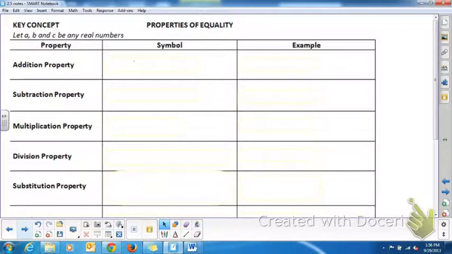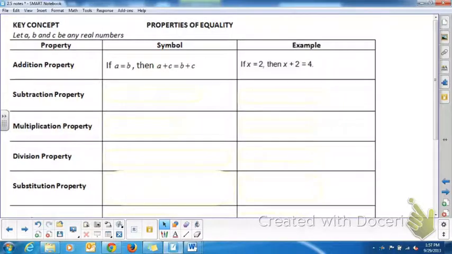A key concept here are the properties of equality. Let's let A, B, and C be any real numbers. We're going to talk about this in symbols and in example. Several of these properties are ones that you are already familiar with. For example, the addition property. If A is equal to B, then A plus C is equal to B plus C. You can add the same thing to both sides of any equation.